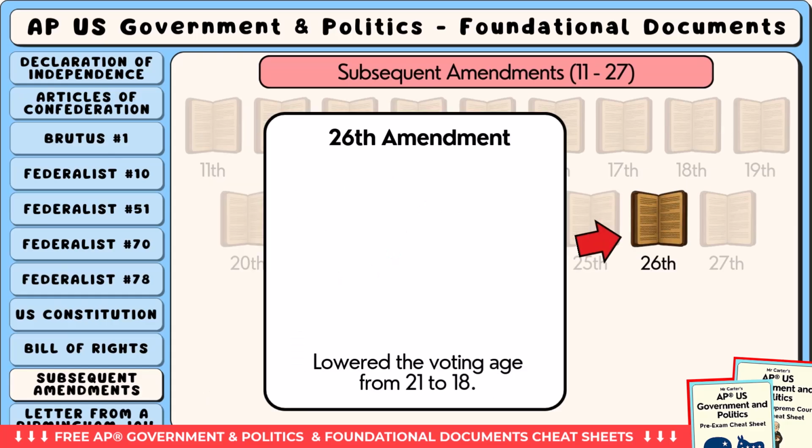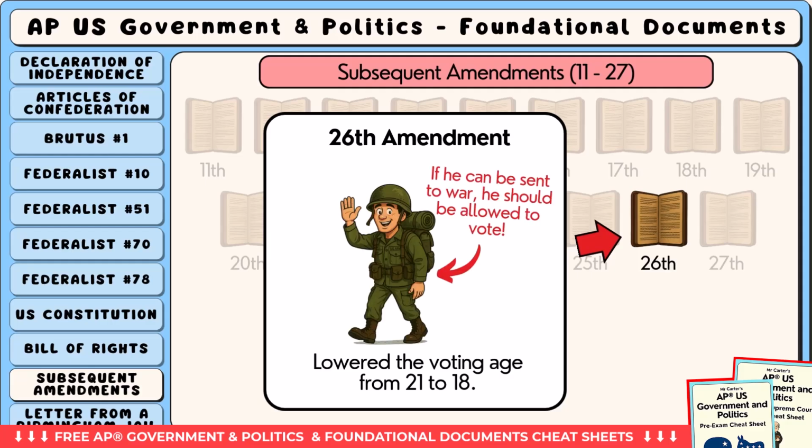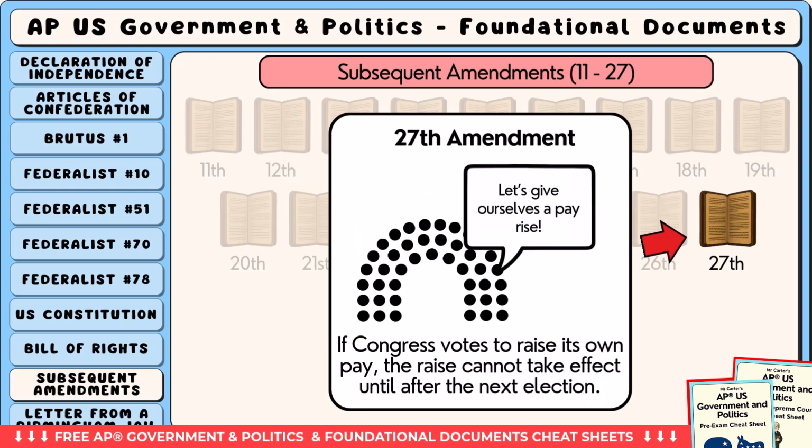The 26th Amendment lowered the voting age from 21 to 18. During the Vietnam War, people argued that if 18-year-olds could be drafted to fight, they should also be allowed to vote. The 27th Amendment says that if Congress votes to raise its own pay, the raise cannot take effect until after the next election. This prevents members of Congress from increasing their own salary without facing voters first.